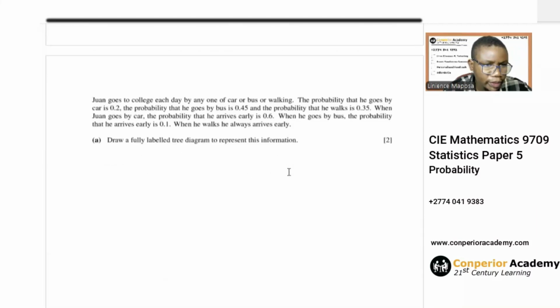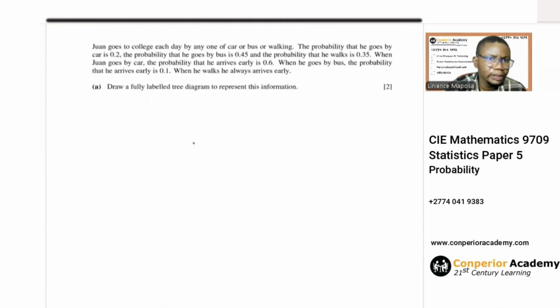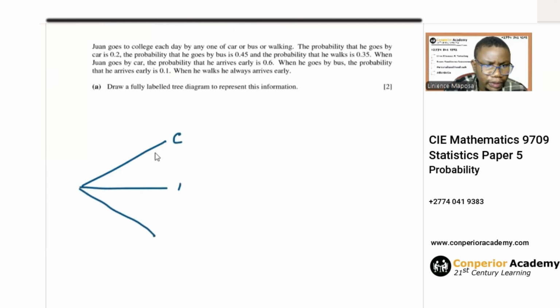Okay, we move on to the next question. It says Yuan goes to college each day by any one of car or by bus or walking. The probability that he goes by car is 0.2. So there are three possibilities. So I think a tree diagram will work here. So I'll say these are the three possibilities. So you might use a car, you might use a bus, or you might walk.